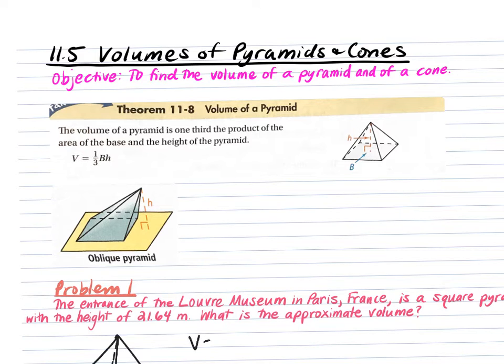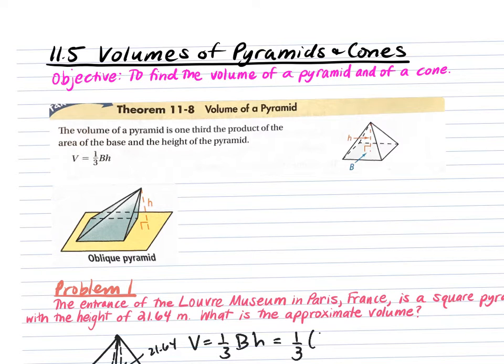And this is a square. So my volume is going to be 1/3 my area of the base times my height. They gave us the height as 21.64. The base is a square, and the area of a square is side squared. In this case, s is 35.4. So we square that 35.4 to get the big B, and that is 1253.16.